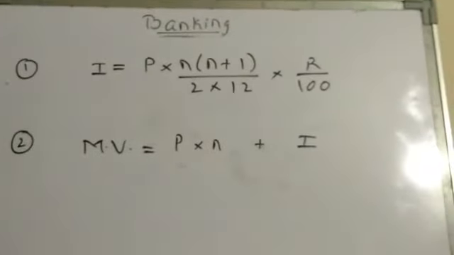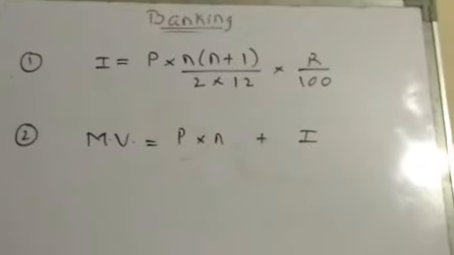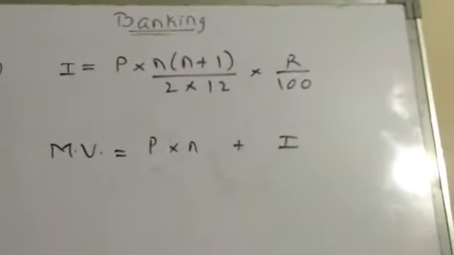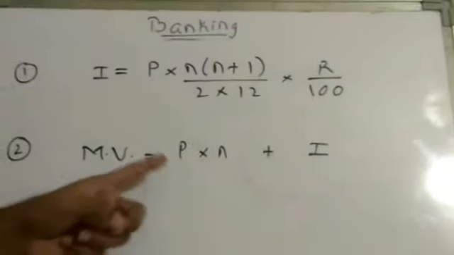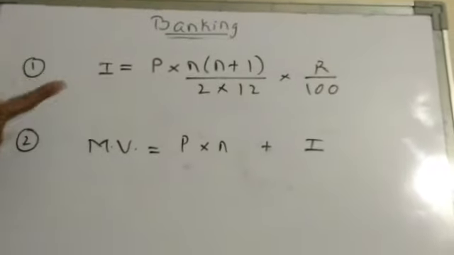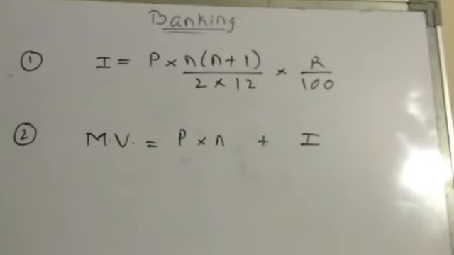Begin with problem solving. We will just recollect the formulas. I is equal to P into n plus 1 upon 2 into 12 into R upon 100. MV, maturity value, is equal to P into n plus I. We have problems only on these two formulas in this chapter. Let's begin with a few problems.